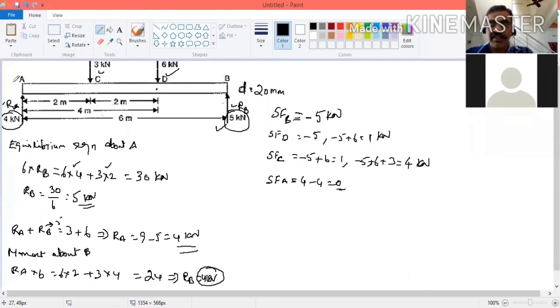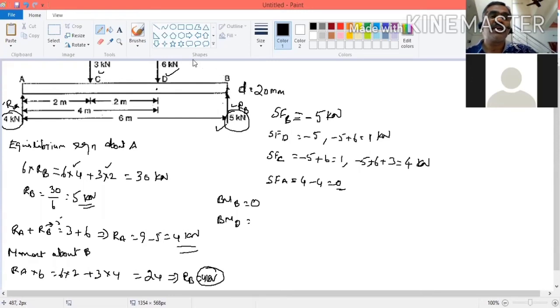Now let us draw the bending moment. Bending moment at point B is equal to force into distance. Here only one force is there. If you take bending moment at this point, the distance is 0, so bending moment will be 0. And what about bending moment at D? Bending moment at D is equal to this force, that is 5 kilonewton.